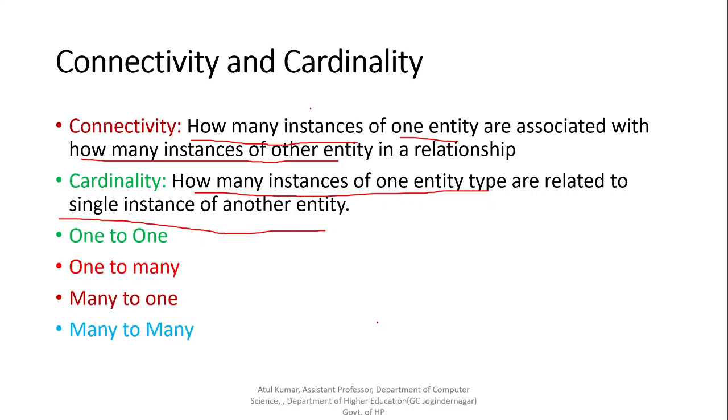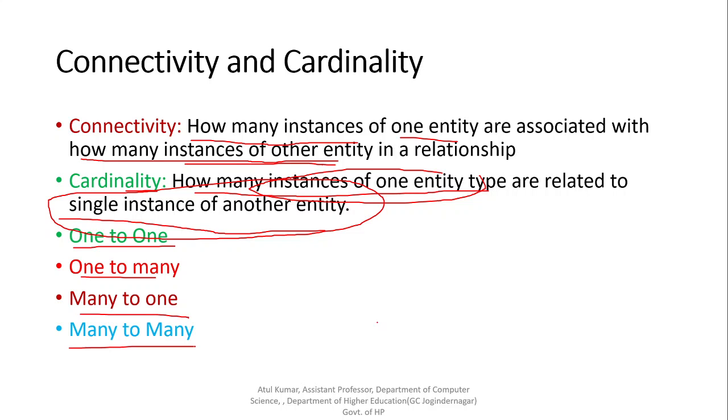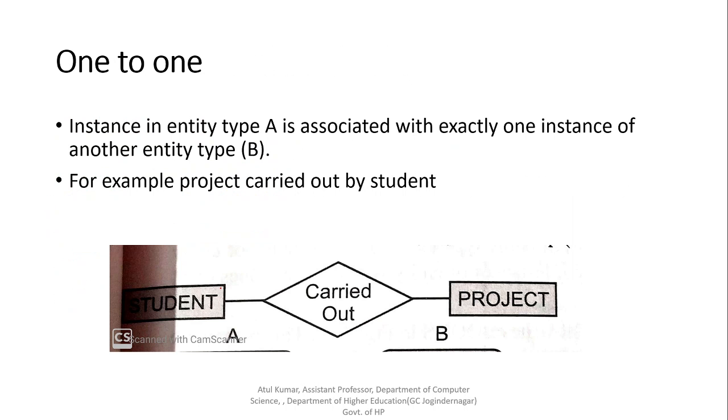So here, on both sides there are a number of instances of one entity and a number of instances of the other entity, and they are associated. But in case of cardinality, there are a number of instances in one entity and a single instance in the other entity. So there are many kinds of relationships between two entities, like one to one, one to many, many to one and many to many. So firstly, what is one to one cardinality?